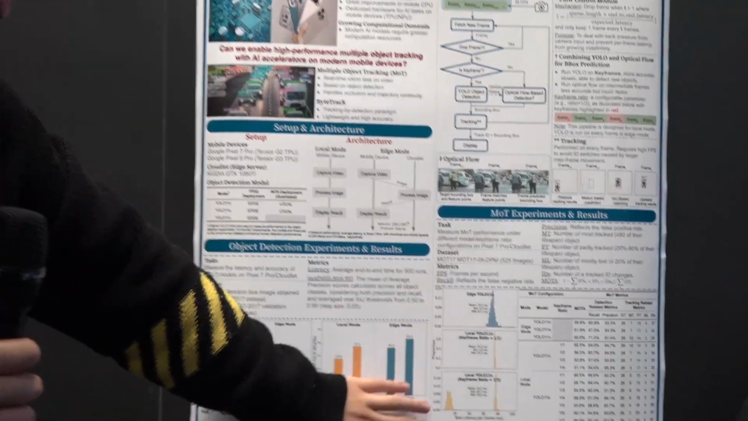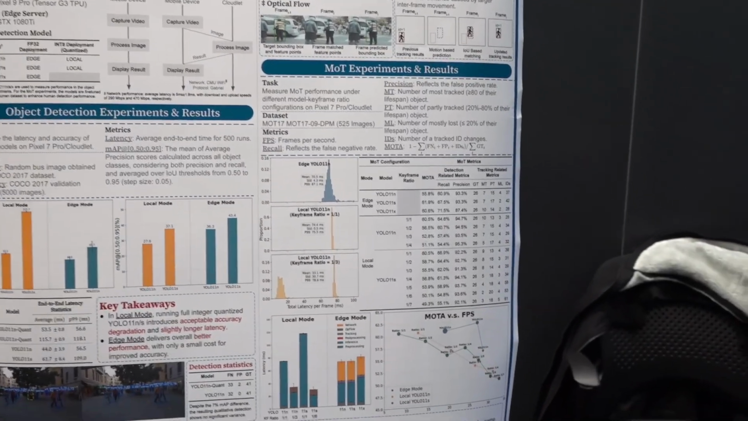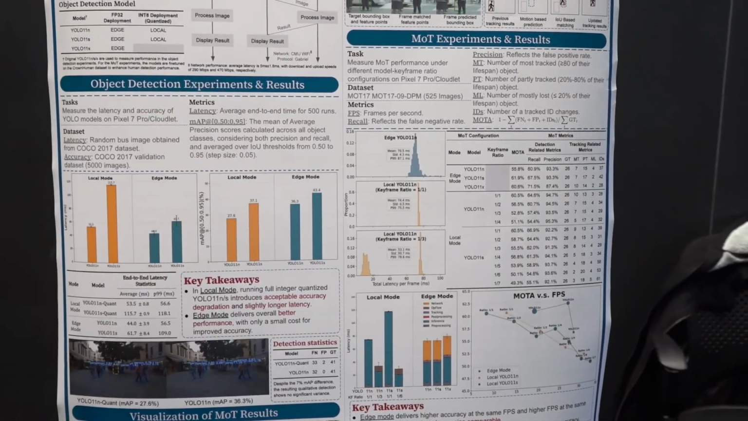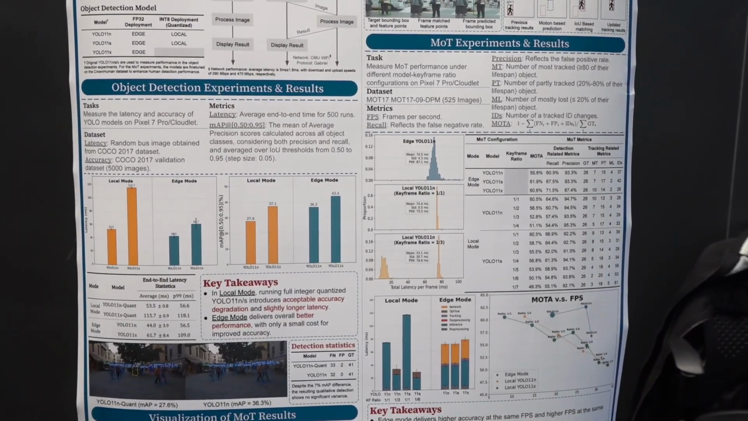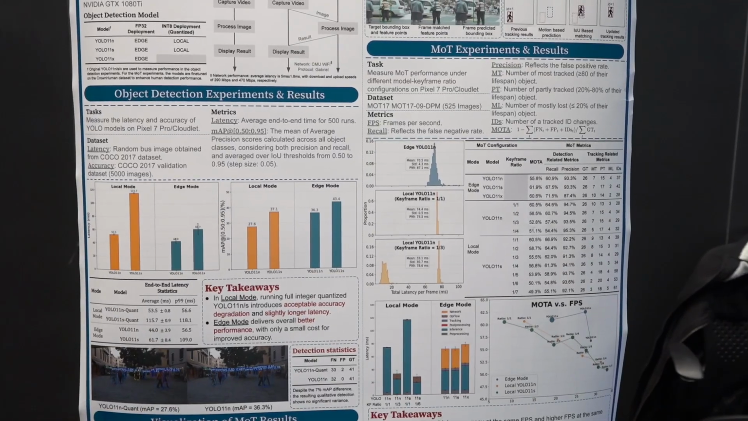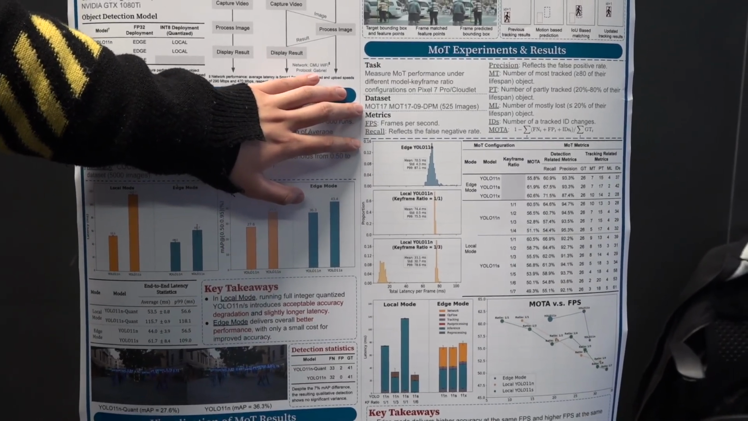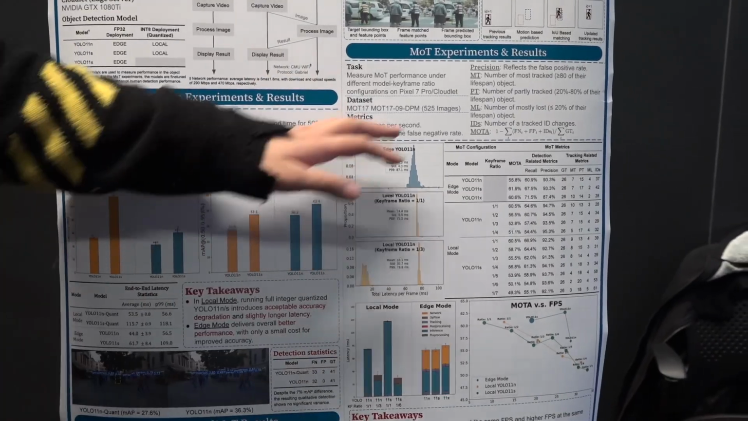This part is about our benchmark setup and benchmark results. So the task is to measure the MOT performance under different model and keyframe ratio configurations on Pixel 7 Pro and cloudlet. We use the MOT17-09-DPM dataset, and we have a bunch of metrics.